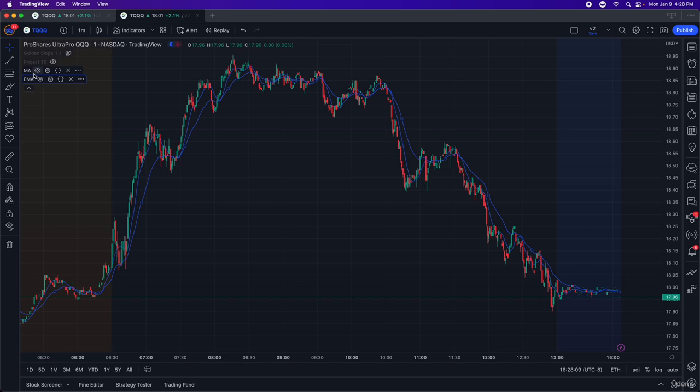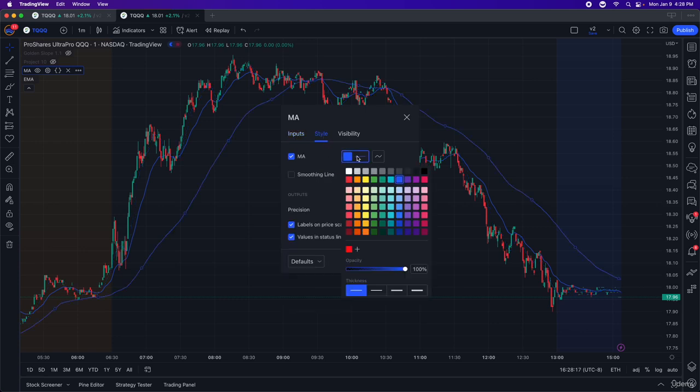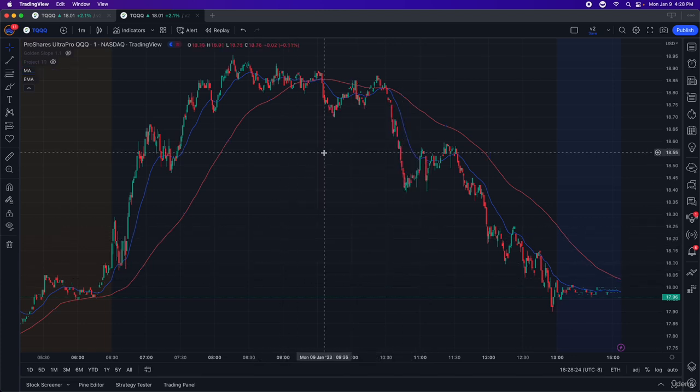So let me go back here. We're going to go to MA, right? Again, settings, MA. And then I'm going to change the length to 100. And then I'm going to change the style to maybe red. Okay, so dark or like light red, so that way I can see, right?